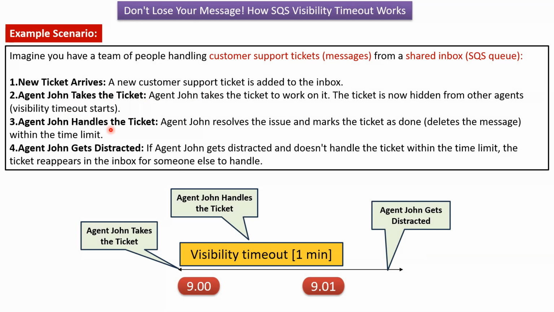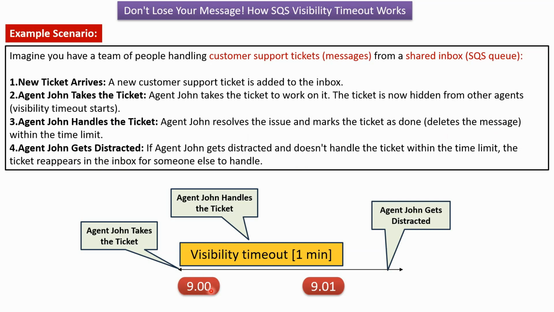Step 3. Agent John handles the ticket. Agent John resolves the issue and marks the ticket as done within the time limit, which means delete the message from the SQS queue. And there is one more scenario. Agent John gets distracted. If Agent John gets distracted and does not handle the ticket within the time limit, then the ticket reappears in the inbox for someone else to handle.